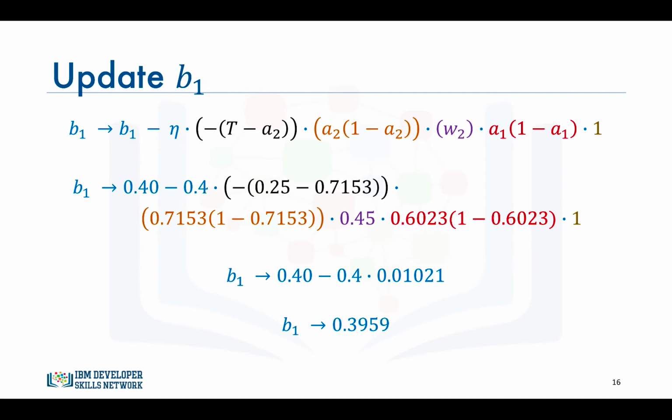With the updated weights and biases, we do another round of forward propagation, calculate the predicted value, and compare it to the ground truth. Calculate the error, and do another round of backpropagation.